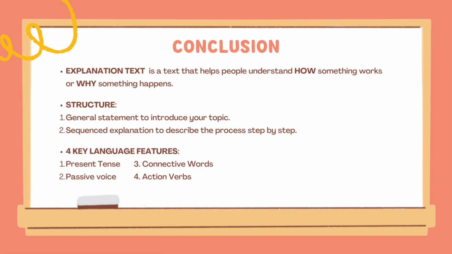In conclusion, today you learned about explanation text, a text that helps people understand how something works or why something happens. You know the 2 parts structure. There are general statement to introduce your topic and sequenced explanation to describe the process step by step. And then you learned 4 key language features. They are use present tense, passive voice, connective words, and then action verbs.